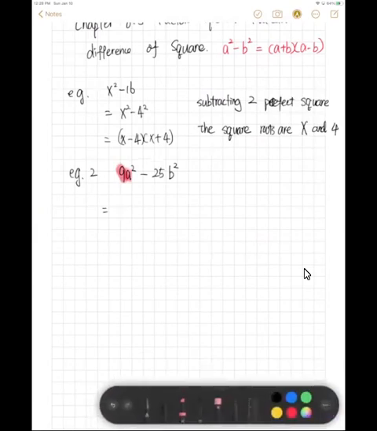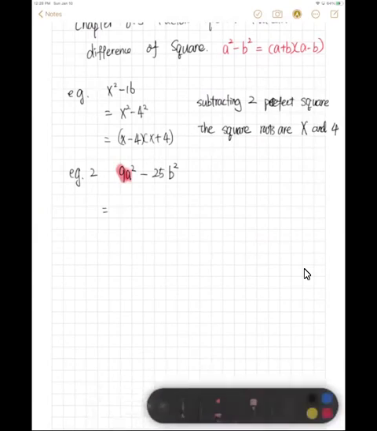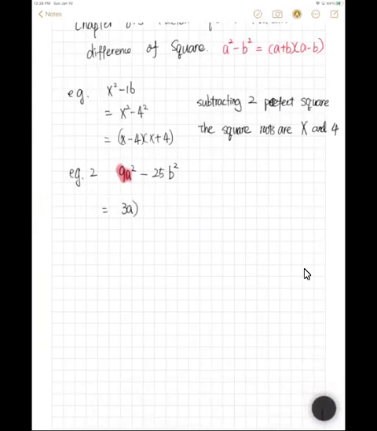So that means we can write 9a squared as 3a and then squared. When you distribute the square inside, you will find out, hey, this is also equal to 9a squared. Similarly, 25b squared, I can write it as 5b squared. Okay, so as you can see, this is a difference of two perfect squares, right? So that means we can apply our formula.